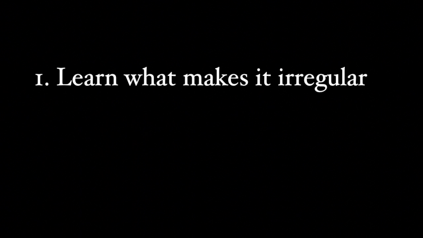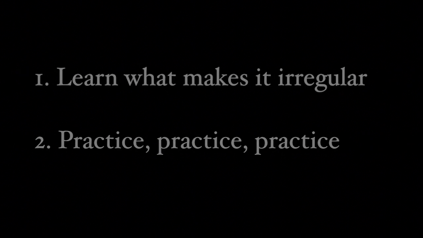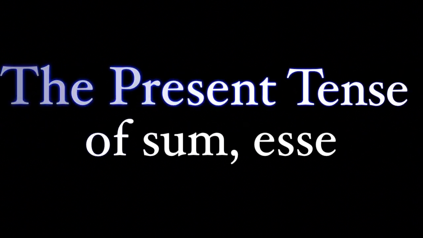I have two things about this. One, if you learn what about the verb makes it irregular, then it becomes a little bit less so, and it's a lot easier to remember. And two, the more you see it, the more you'll be able to deal with the irregularity. So yes, practice. In this video, I will discuss the irregular verb sum esse, and not just its present tense conjugation, that's easy, but what about sum makes it irregular?